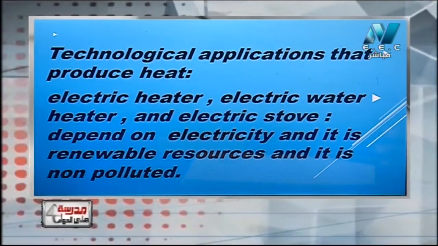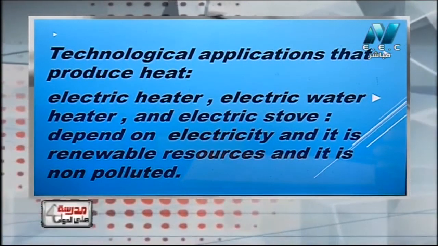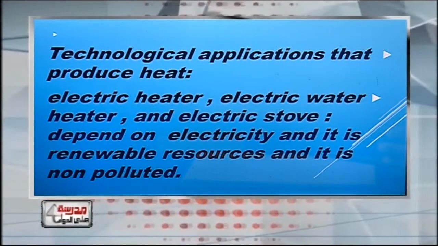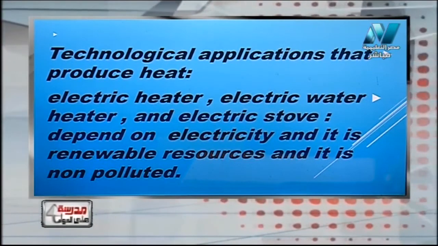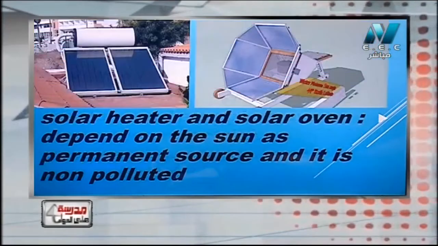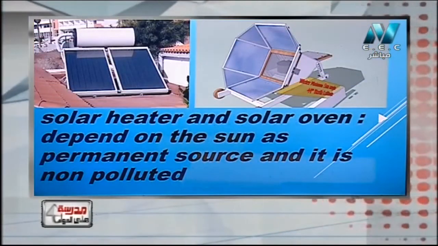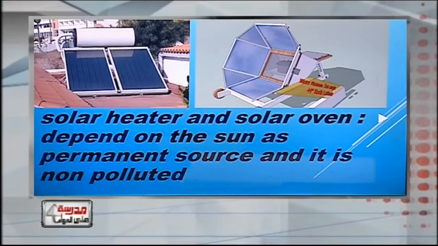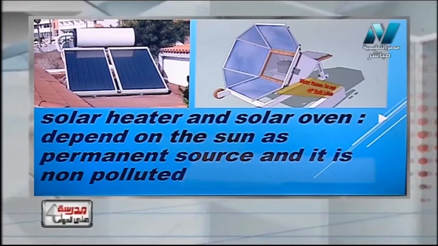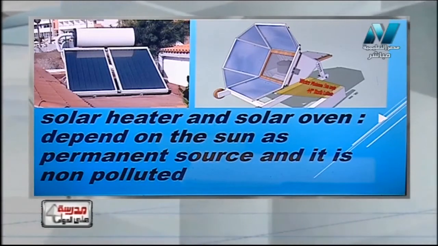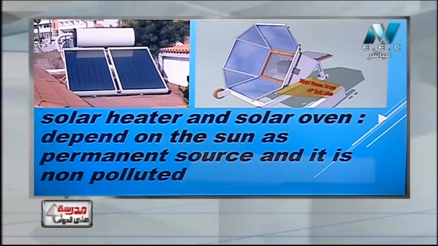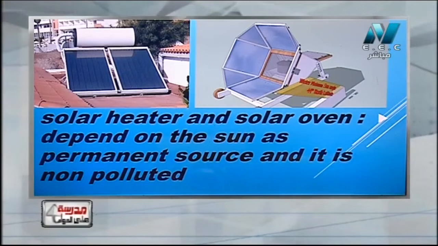Electricity is not permanent like the sun, and it's not non-renewable like petrol, but it is renewable because we can generate electricity by many methods. Number 2: solar heater and solar oven, as you see, depend on the sun as a permanent source, and it is non-polluted. It is the cleanest form of energy.